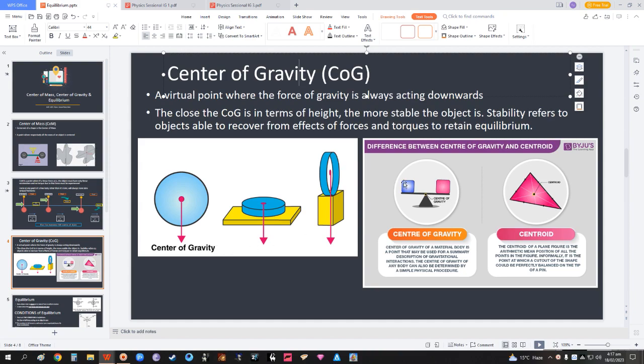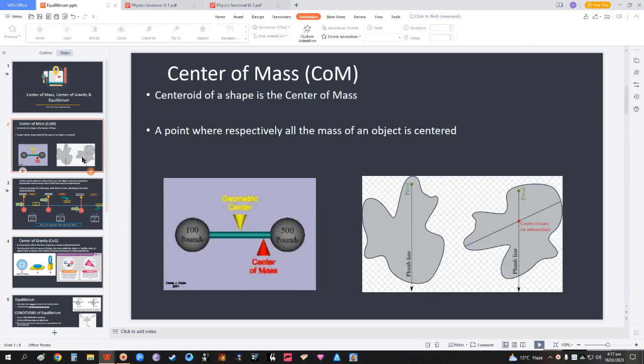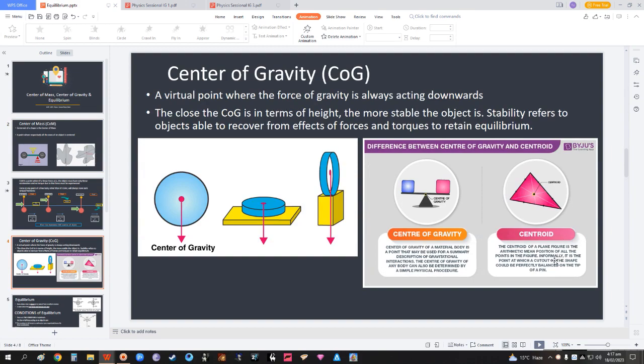So now let's distinguish between centroid and center of gravity, right? Now what is centroid? It is the center of mass, right? It's a mathematical name for center of mass, right? Now the centroid of a plane figure is the arithmetic mean position of all the points in the figure, and formally it is the point at which a cutout of the shape could be perfectly balanced on the tip of a pin, right? So you can balance that single object at that point, right? That is the center of mass, or the centroid.